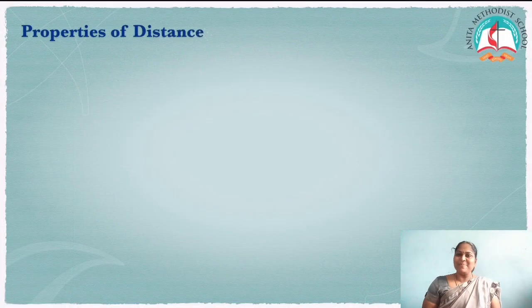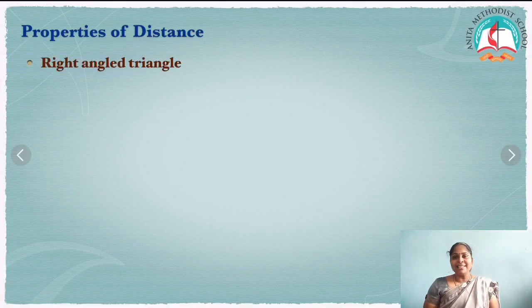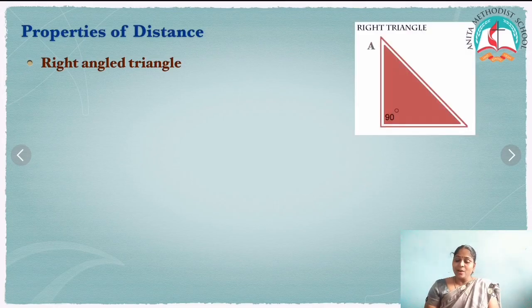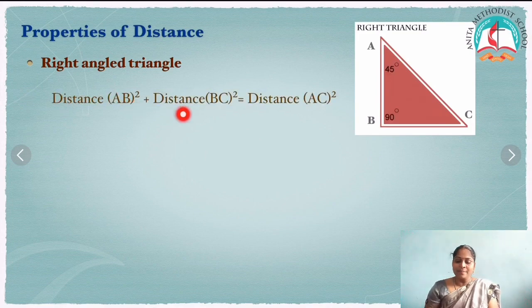Morning children, welcome back to Maths class. Today we are going to learn about properties of distance in a right angle triangle. If A, B and C are the vertices of a right angle triangle and angle B is 90 degrees, then distance AB square plus distance BC square is equal to distance AC square, because in a right angle triangle the hypotenuse square is equal to the sum of the squares of the other two sides.